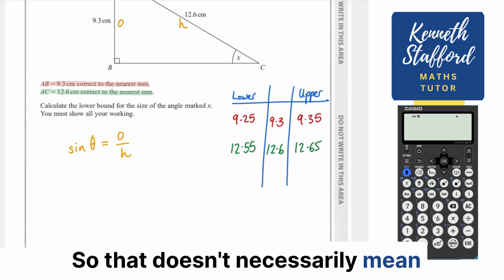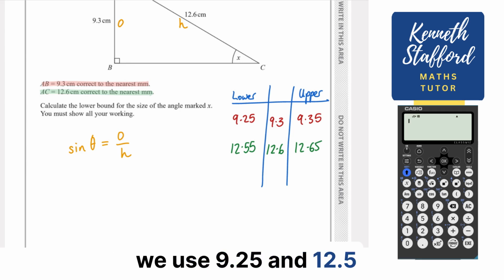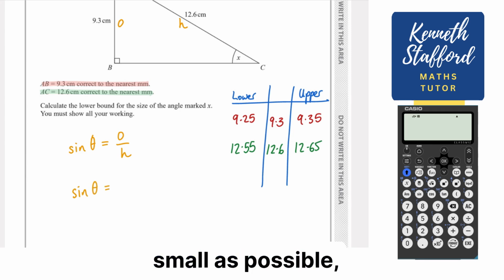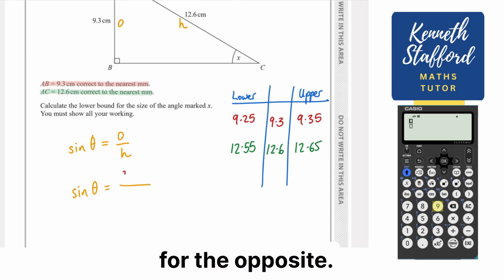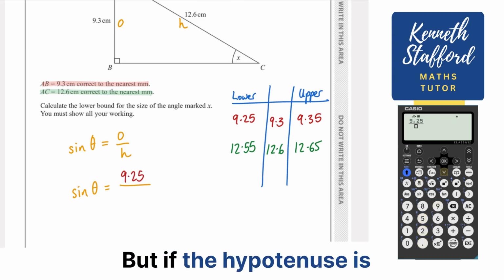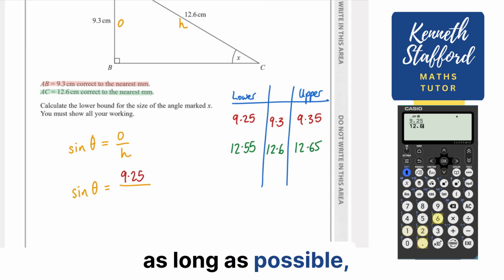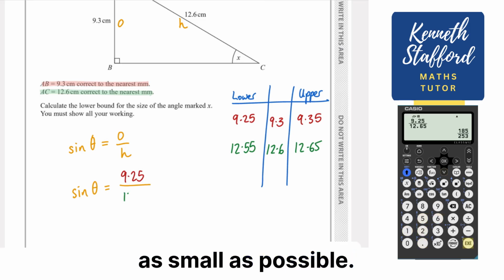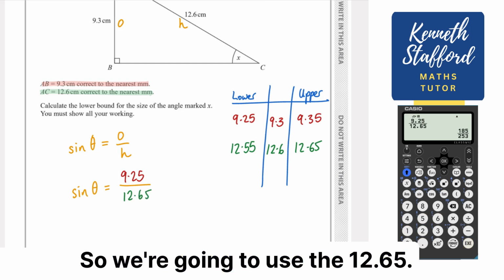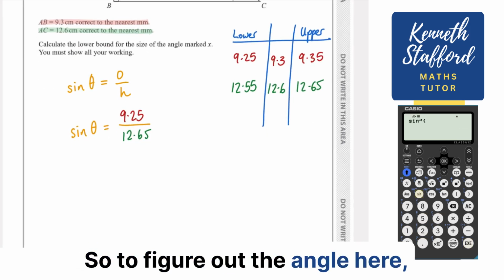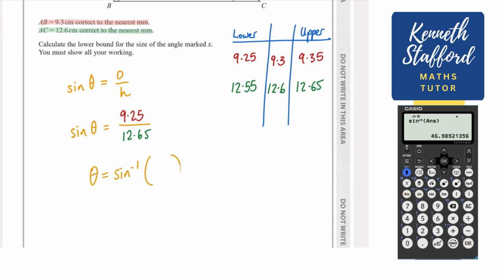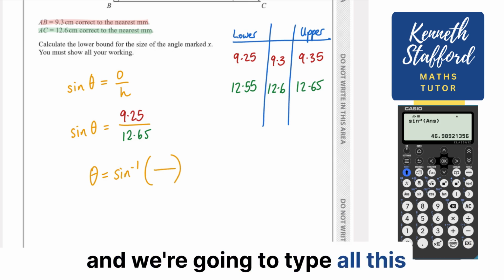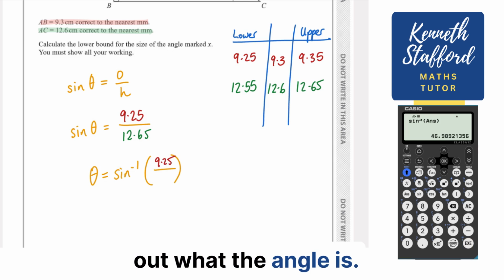That doesn't necessarily mean we used 9.25 and 12.55 in the question. To make the angle as small as possible, we are going to use 9.25 for the opposite. But if the hypotenuse is as long as possible, that will make the angle as small as possible, so we're going to use the 12.65. To figure out the angle here, we're going to use the inverse function, and we're going to type all this into the calculator and find out what the angle is.